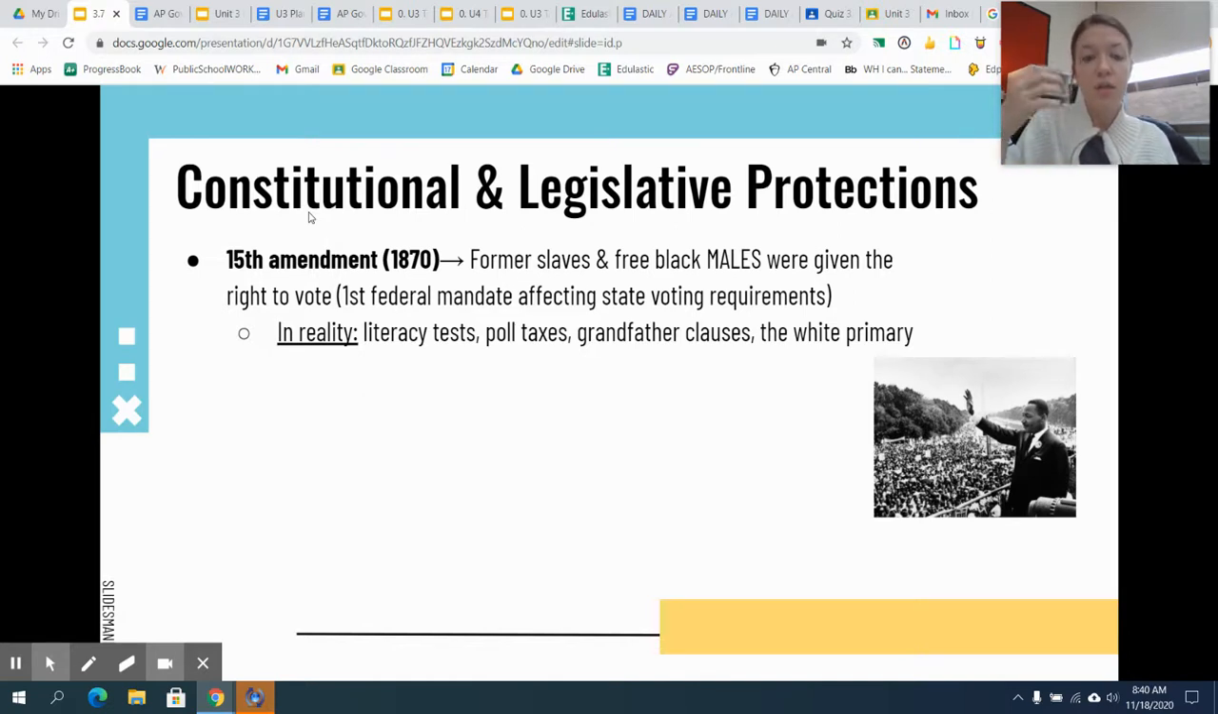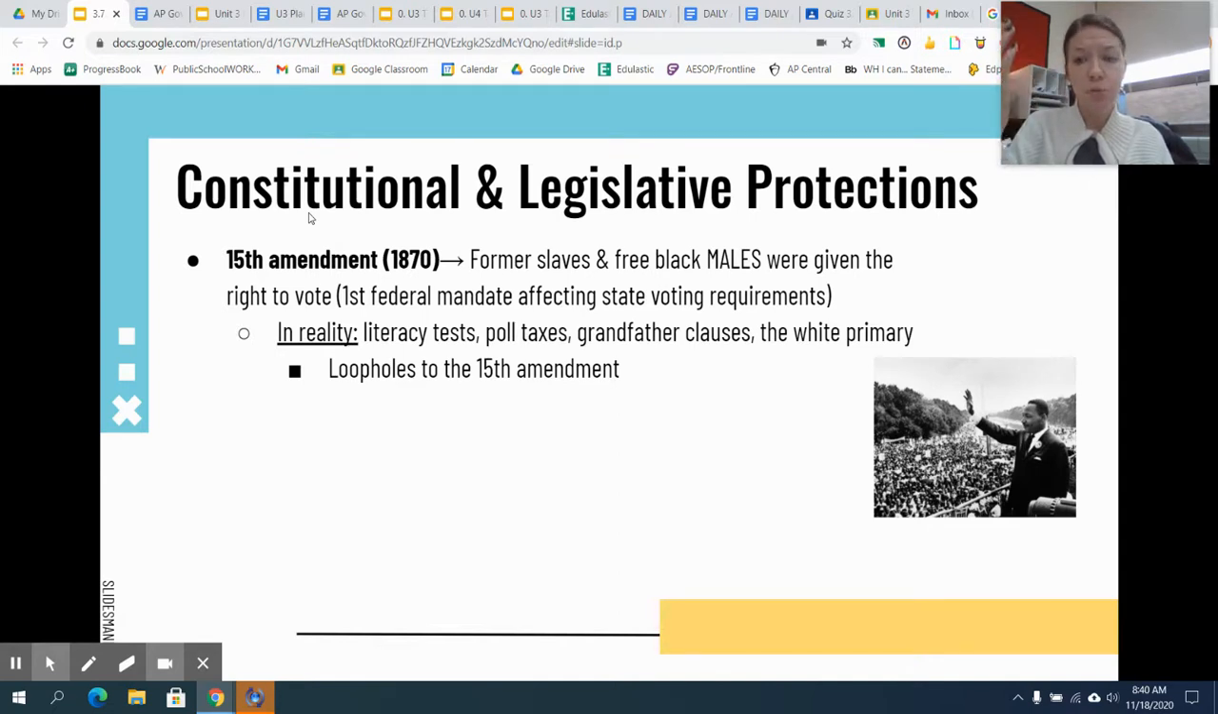So we see things like the literacy tests, poll taxes, grandfather clauses, and the white primary. And these are, in essence, loopholes to that 15th Amendment. Now, literacy tests were actually tests that you would sit down and take. They were written, and it was to determine if you were intelligent enough to be able to vote. The issue with the literacy test was you actually had to be able to read, and they were intentionally confusing.